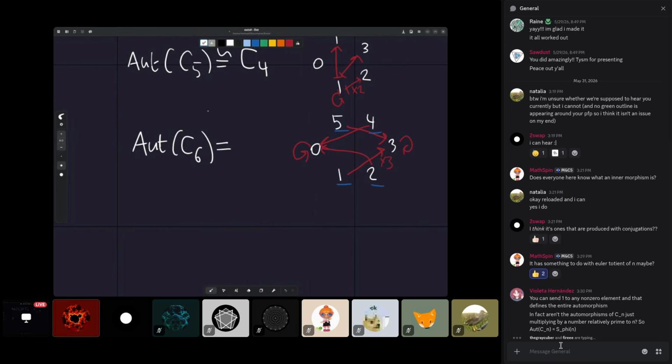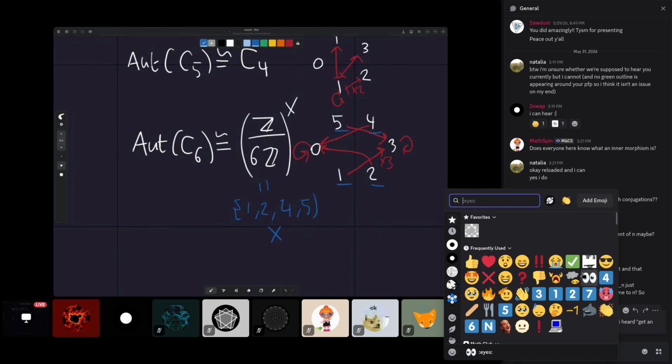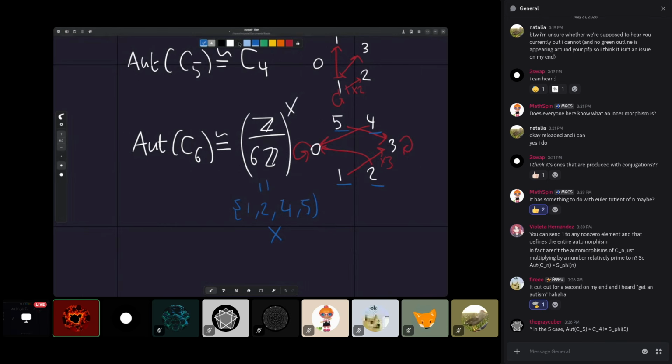So for C6, the automorphism group is that group, which is just notation for the things mod 6 that are co-prime to 6. So this is a group of order 4. That is our 1, 2, 4, 5, and the group operation is now multiplication.